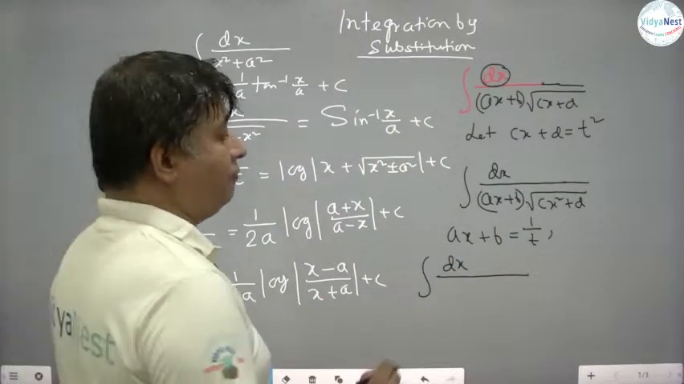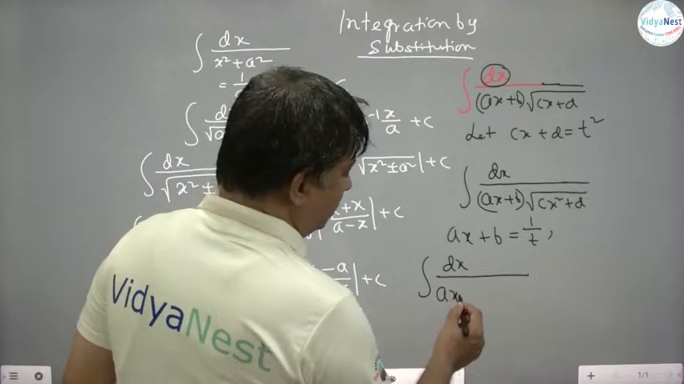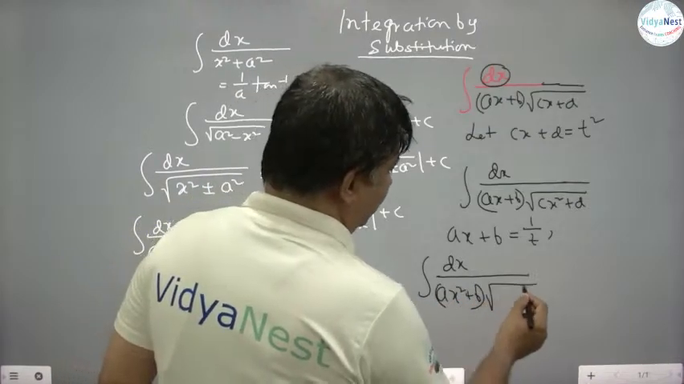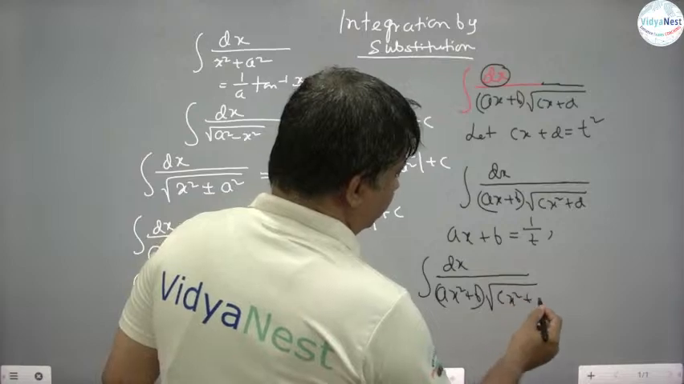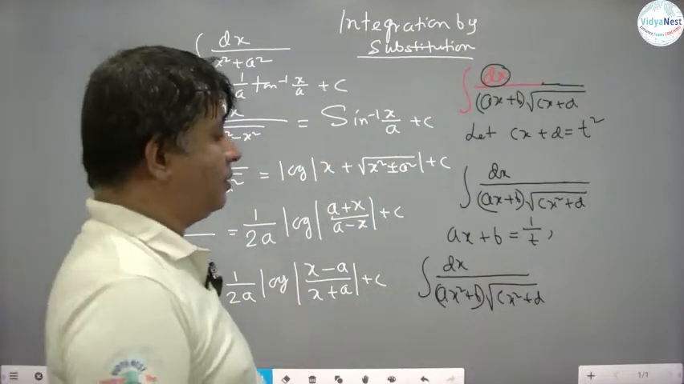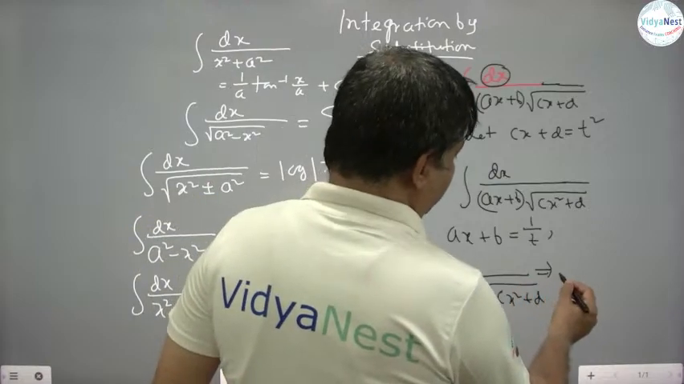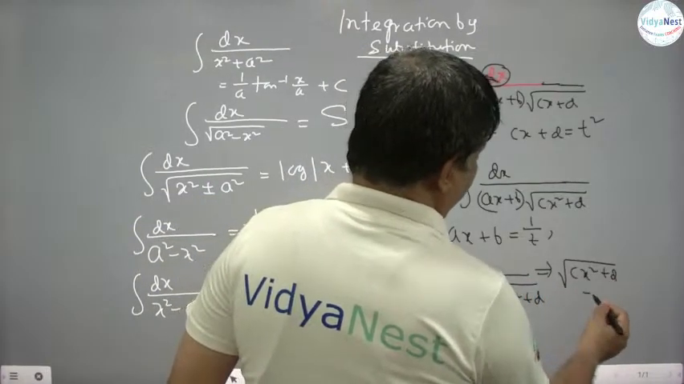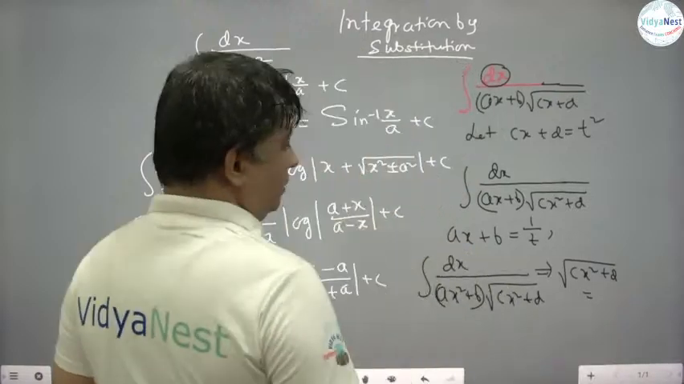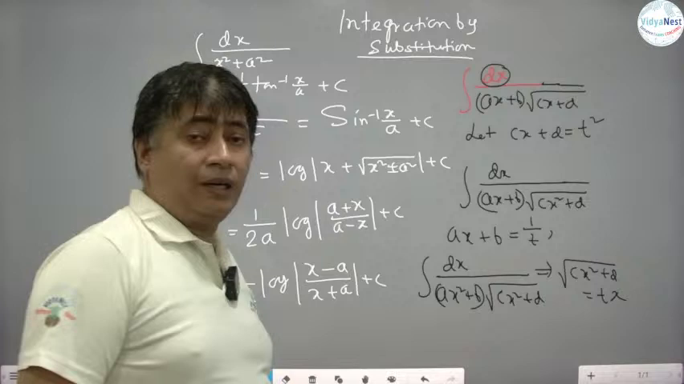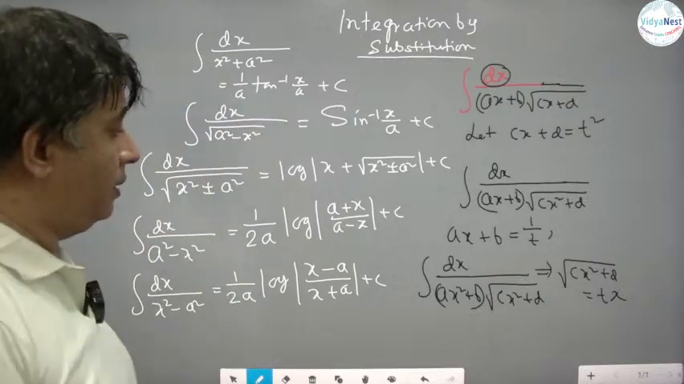Now, if you get integration of this type, both are quadratic, then what substitution is required? In this case, you let cx square plus d is equal to t square. Understand?